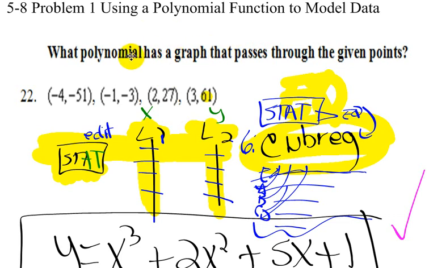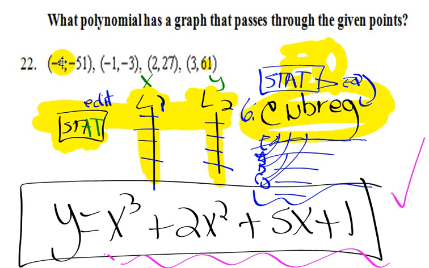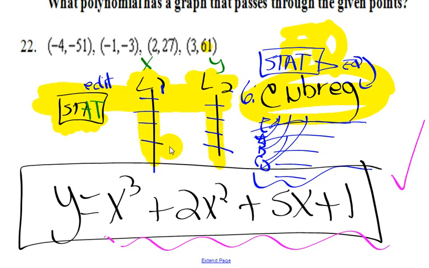22, using polynomial functions to model data, what polynomial has a graph that passes through the given points? And again, you're going to have to do it just like we did. So put all the x values in L1 in your stat edit, and all the y values in L2, and then graph it. Take a peek at it. Then do your cubic regression. Well, actually, you'll do the linear regression, quadratic regression, and your cubic regression. Which one comes the closest? And don't forget to turn on the plots so you can match the points with the graph. And when you do, you find it's the cubic regression, and you can go to y equals and see what that was. Okay, and this one was quite easy.